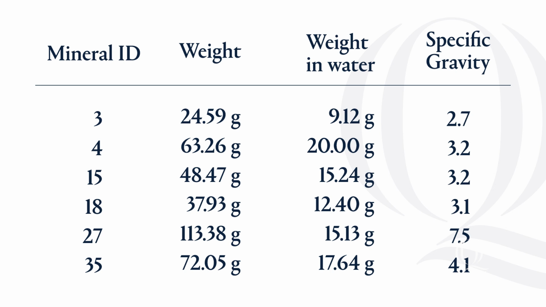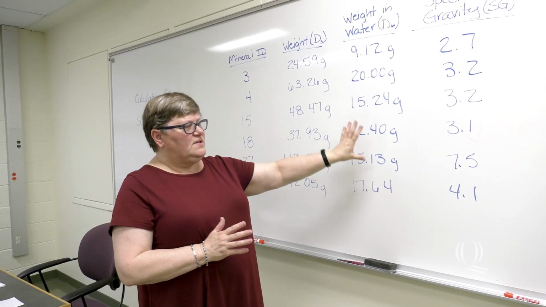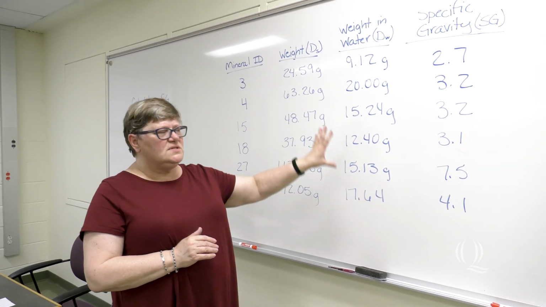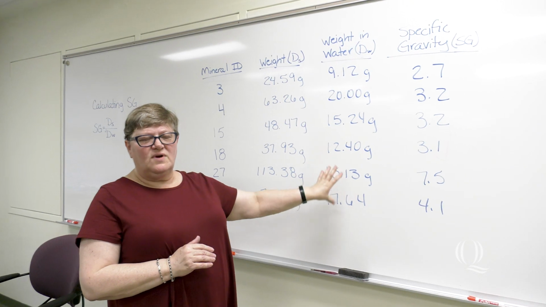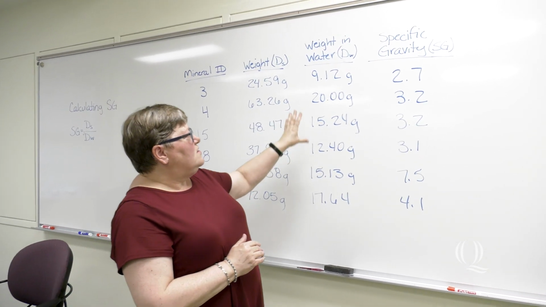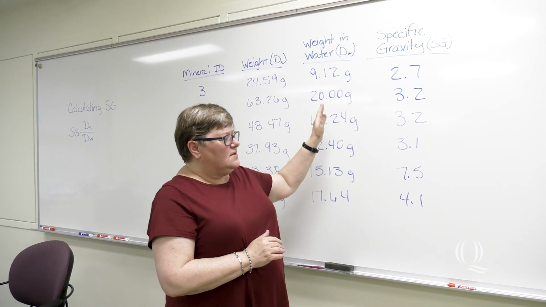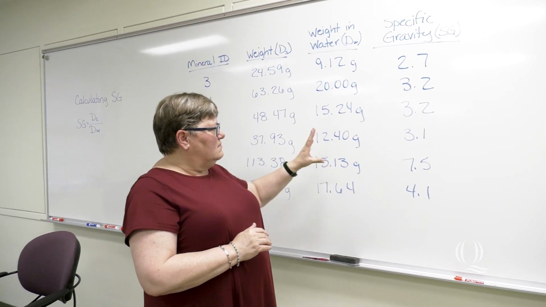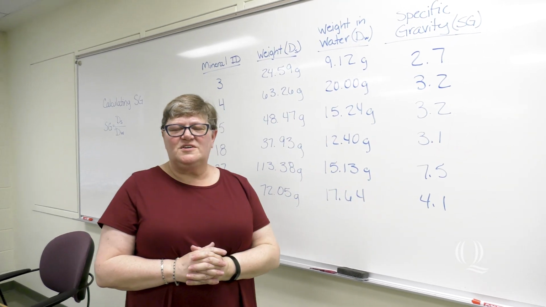Okay, so this is how we can measure the specific gravity, which is basically the density of the minerals. We take the dry weight, we divide it by the weight of the mineral in water, and we can use this because water has a density of 1, or specific gravity of 1. So we can use the weight of the mineral in the water to get our specific gravity.